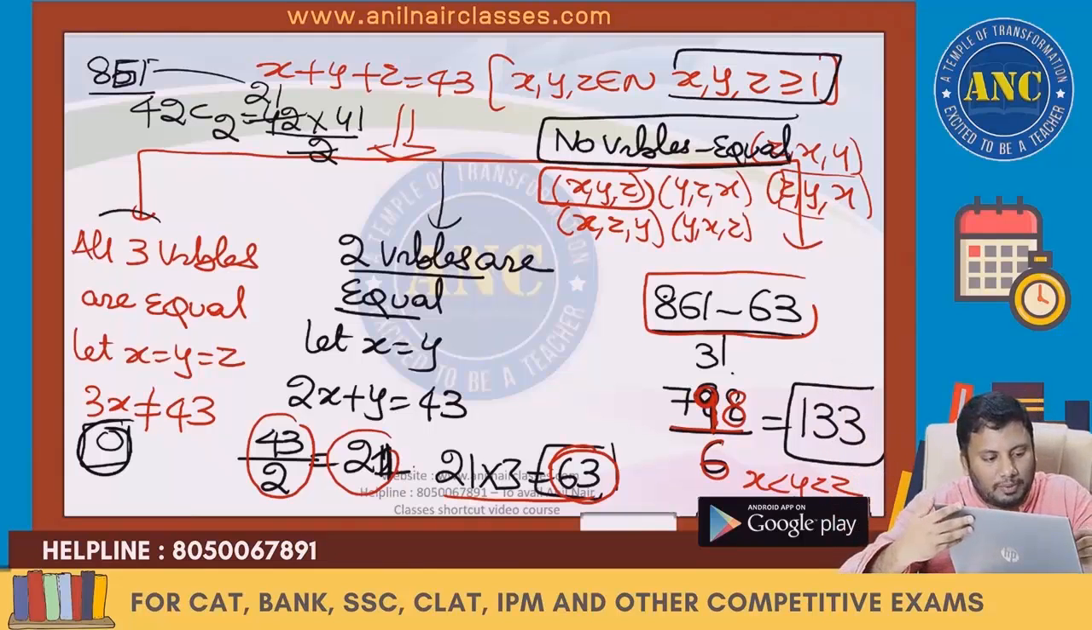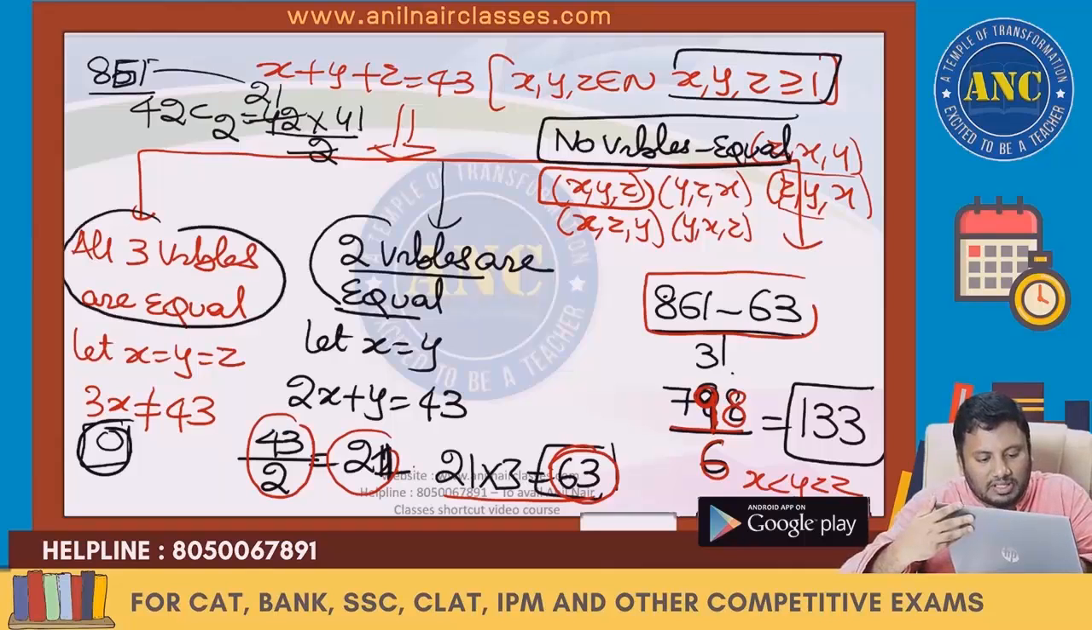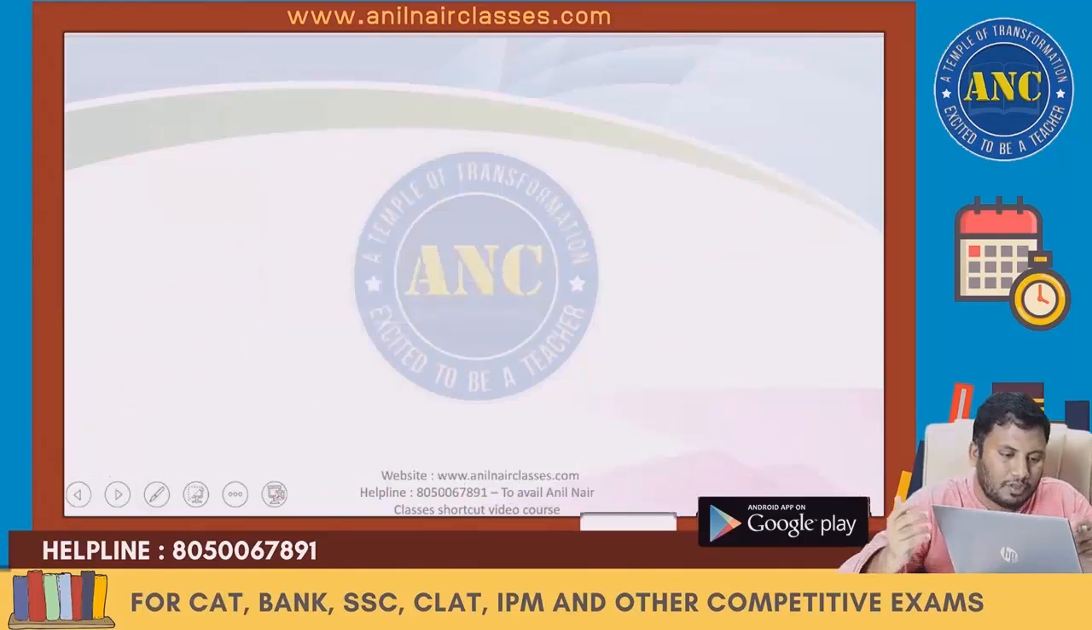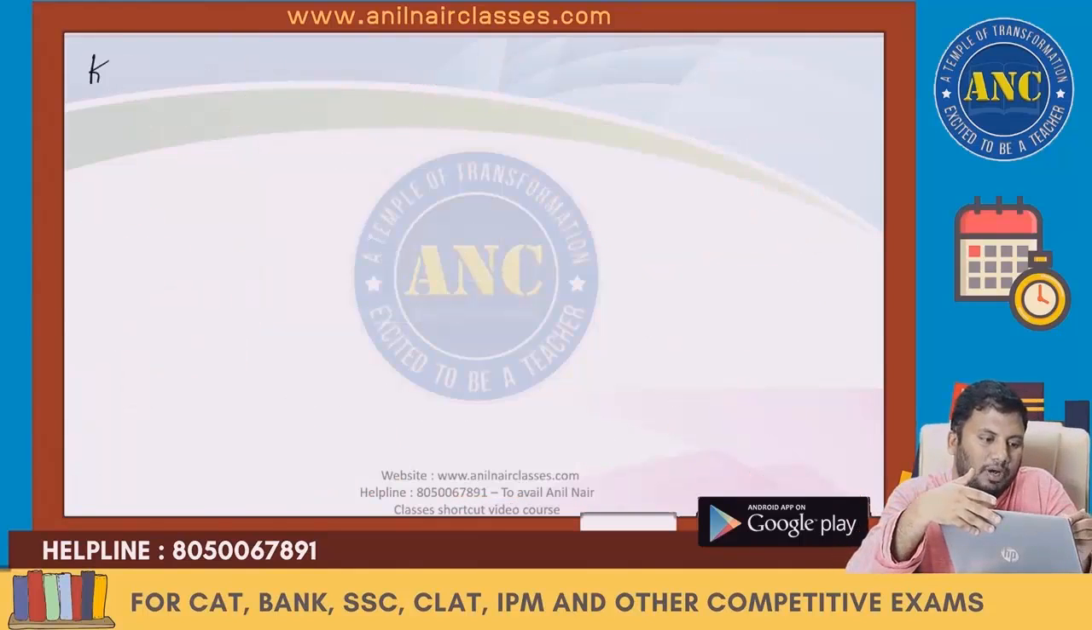All three variables are equal, two variables are equal, and no variables are equal. I hope it is clear. Next, another model. Key point.